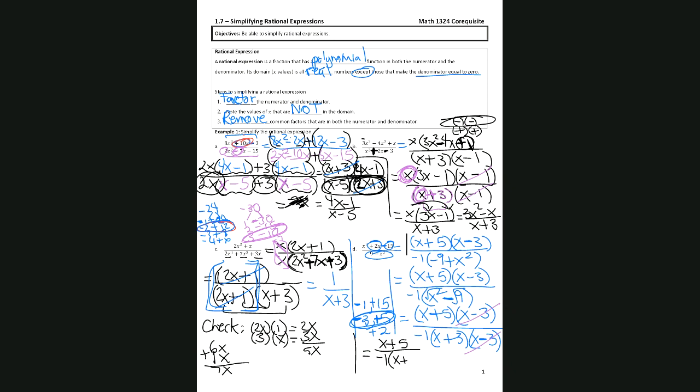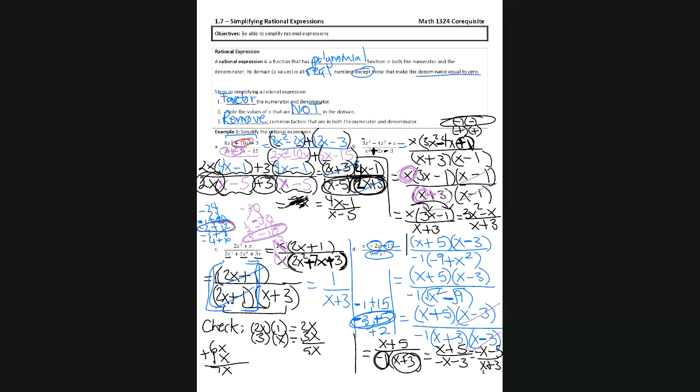So one thing we can do here is distribute that negative 1. So we'll have x plus 5 divided by negative x minus 3. And so that could be your final answer. You could also decide to distribute the negative 1 on the top, and so that will be negative x minus 5. But if you distribute the negative to the numerator, your denominator should remain like it was here, x plus 3.